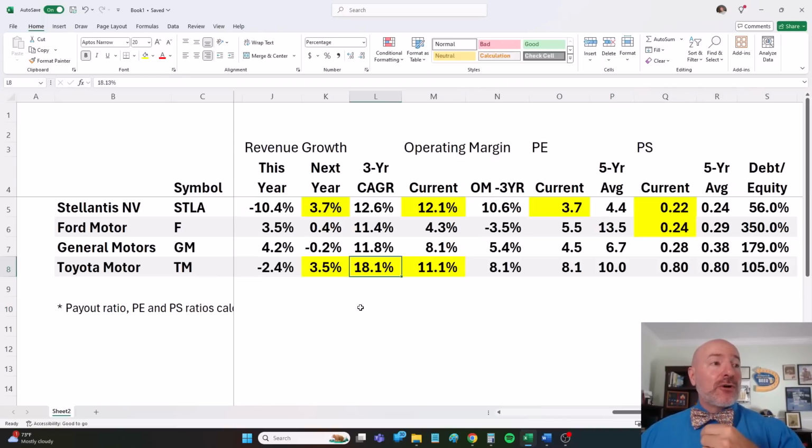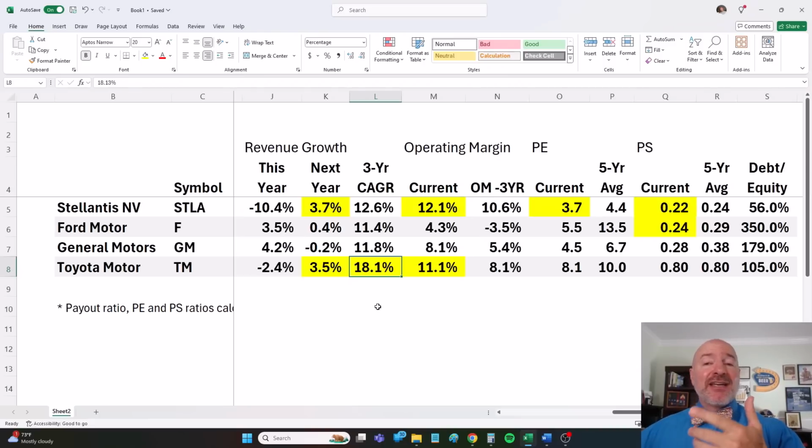Why is Toyota growing at a long-term trend, not just this year or next year, but a longer-term trend of 18% sales growth each year, when all the other companies in the industry are only growing at maybe 11 or 12%? Why is it able to do that so much faster? That really speaks to a competitive advantage.